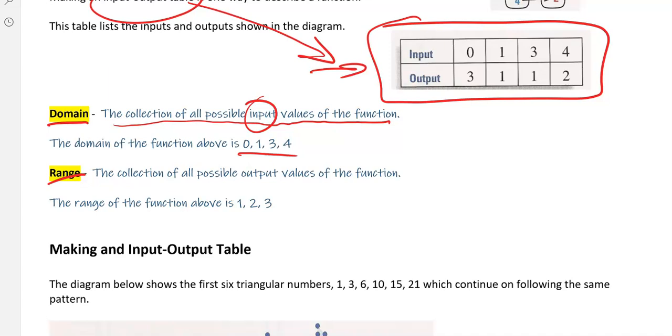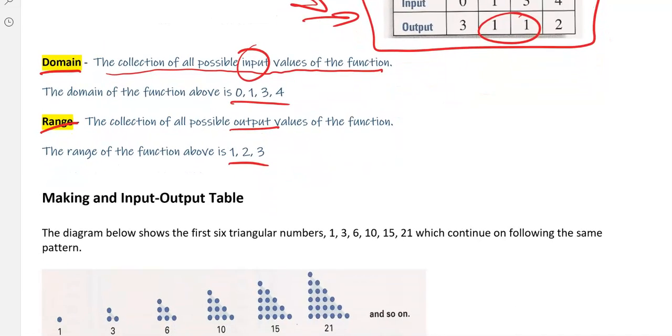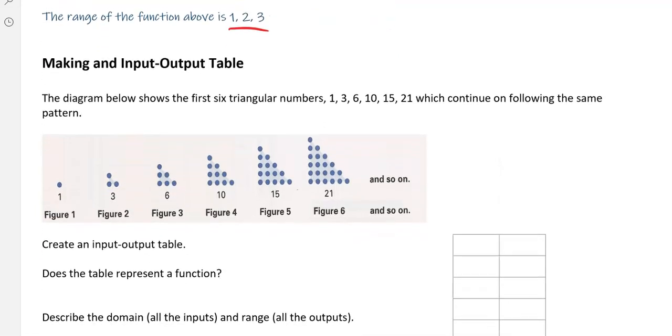Now, the range is the collection of all the possible output values. So if we look at our outputs, there are 3, 1, 1, and 2. But we don't need to write the ones twice. So the range of the function is 1, 2, and 3. Notice that the domain and range are written in numerical order. That is perfectly fine.